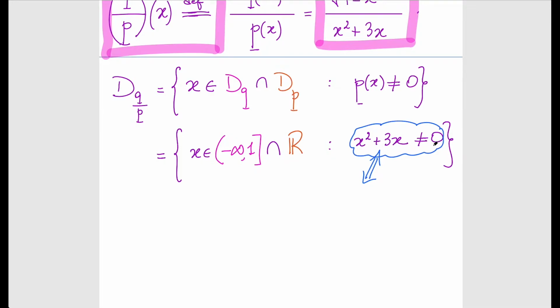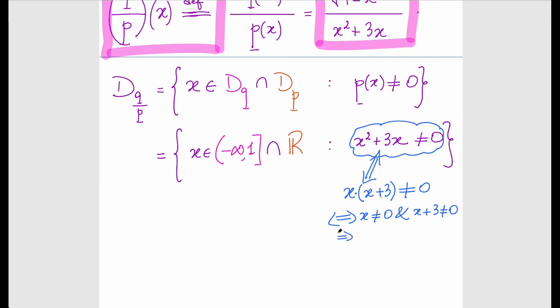x squared plus 3x is not 0. You can factor out an x and you get x times x plus 3 for this expression, and you don't want it to be 0. And what does this mean? x times x plus 3 is not 0. When is a product not 0? If none of its factors is 0. So x should not be 0, and x plus 3 should not be 0. That's the only time a product is not 0. A product is 0 if and only if at least one of its factors is 0. Make sense? So x should not be 0 and x plus 3 should not be 0.